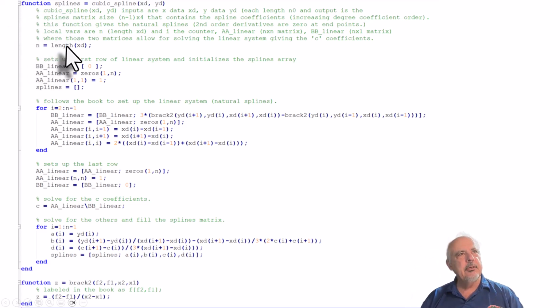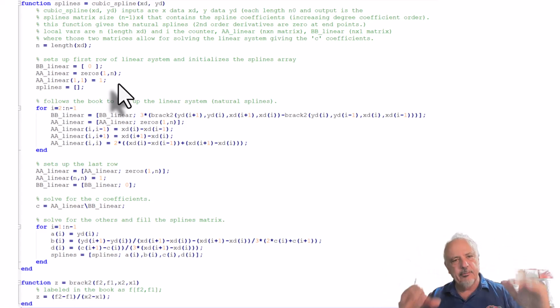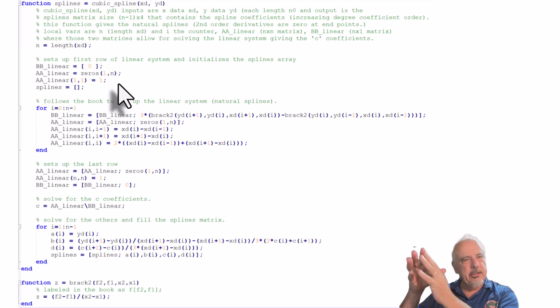N is going to be the length of D. So in this function, N is going to be the number of points. Okay, so we're going to have 11, for example. And then here we're setting up what I called AA linear. So AA linear is going to be the big 11 by 11 matrix in our example. And then the BB linear, that's going to be the right-hand side. And then what we're solving for is actually going to be our C column of unknowns.